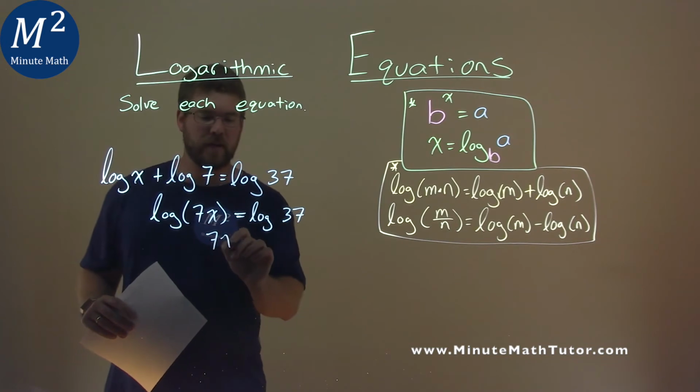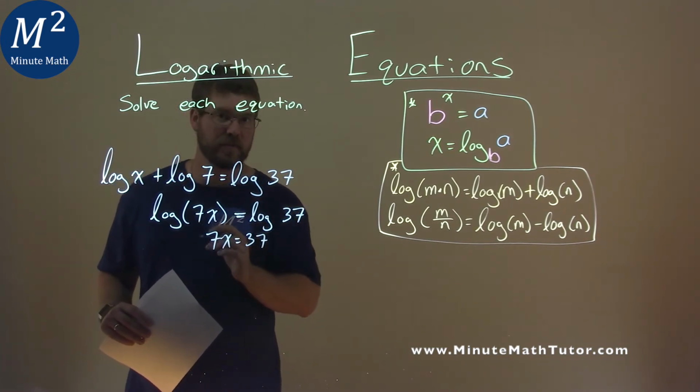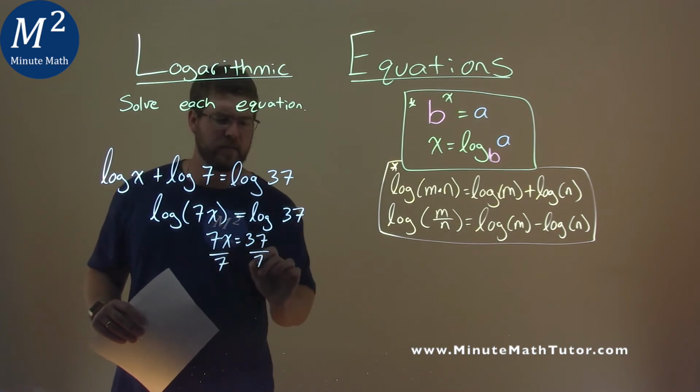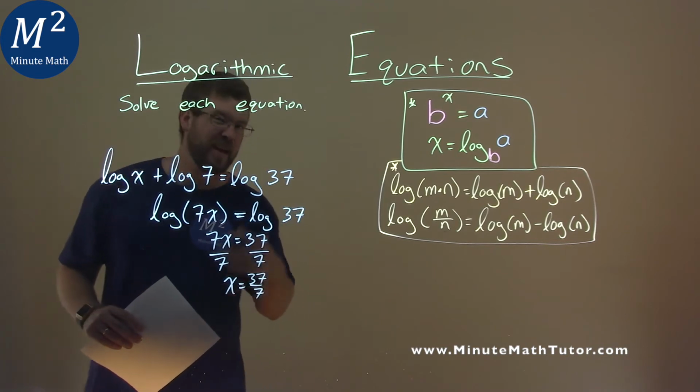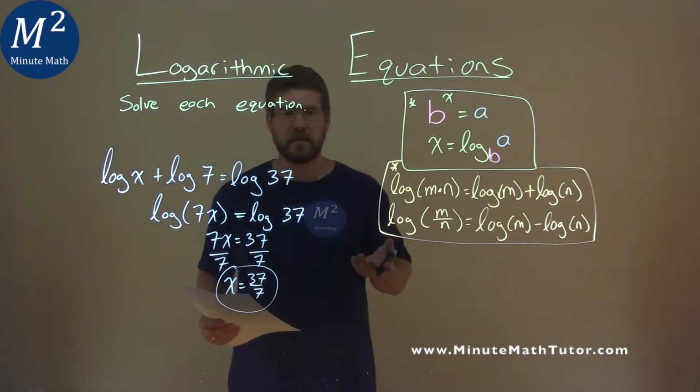So we can set the 7x equal to 37 and then solve for x. Pretty easy. Divide both sides by 7 and x equals 37 divided by 7. This doesn't simplify anymore, and so that is our final answer.